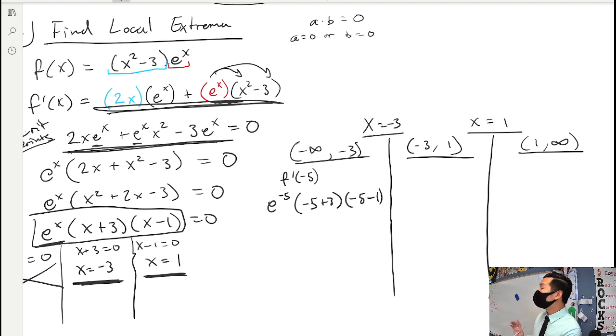It's broken down, but also look at the fact that I don't really care what the number is. I care what the sign of that number is. I just want to see if the outcome is positive or negative. Negative 5 plus 3 is clearly a negative number. Negative 5 minus 1 is clearly a negative number. Now that should be a positive, but my last question is, what is this going to be?